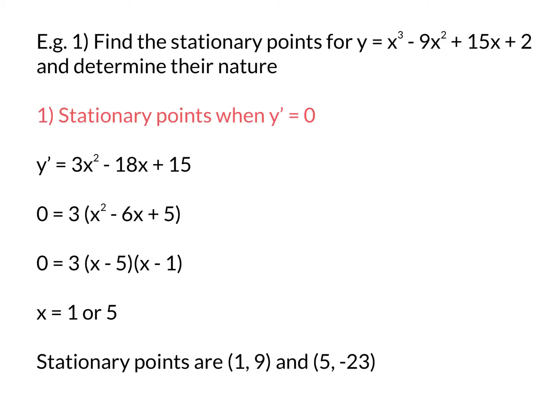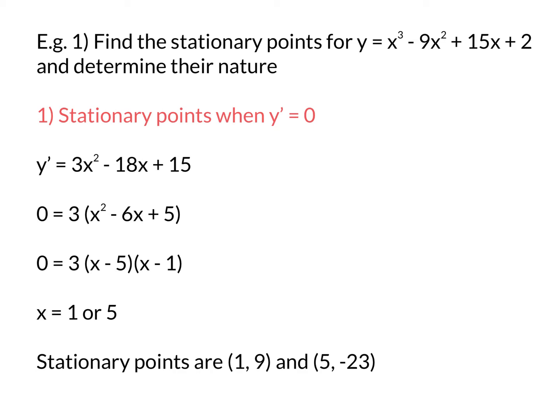So here's an example. Find the stationary points for y equals x cubed minus 9x squared plus 15x plus 2 and determine their nature. So to find the stationary points, we let y dash equal to 0. So differentiate and you get 3x squared minus 18x plus 15. Let that equal to 0 and take a common factor out. So you get 0 equals 3 outside of x squared minus 6x plus 5. Factorise that and you get (x minus 5)(x minus 1), giving us our x values as 1 or 5.